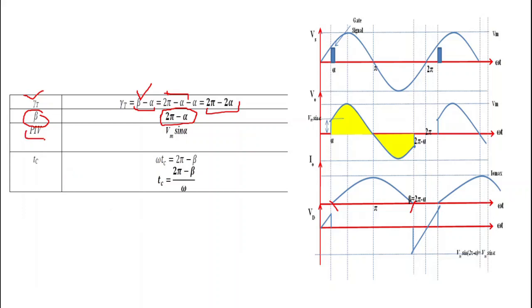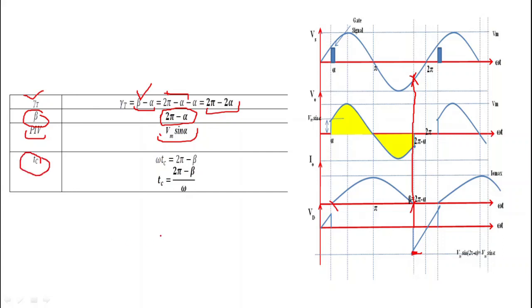Now what is the peak inverse voltage? That is simply equal to Vm sin alpha. Because see here, this is the peak inverse voltage, and it occurs here, at this point on the sinusoidal waveform. It occurs at 2 pi minus alpha, and we know that sin of 2 pi minus alpha gives minus Vm sin alpha. So the maximum reverse voltage across the thyristor is Vm sin alpha.